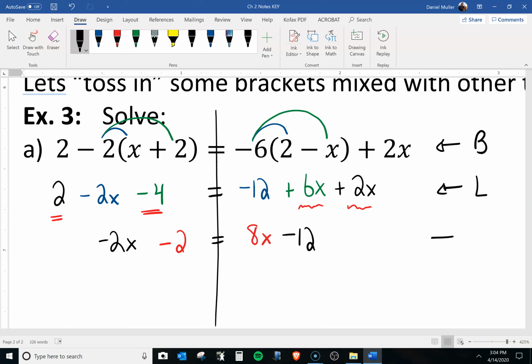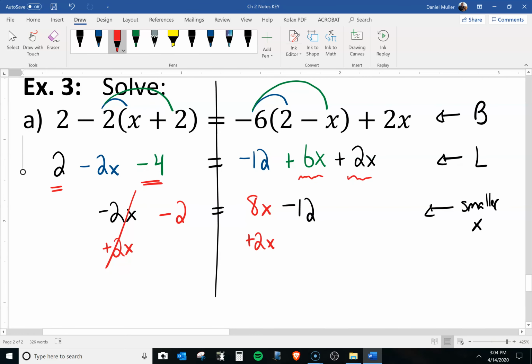Now what we're going to need to do is move over the smaller x. So I have an 8x and a -2x. -2x is smaller, so I will add it over. So -2x and +2x, if you add them, will cancel out. So on the left, I've got a -2, equals 8 plus 2 is 10x, and there's a -12.